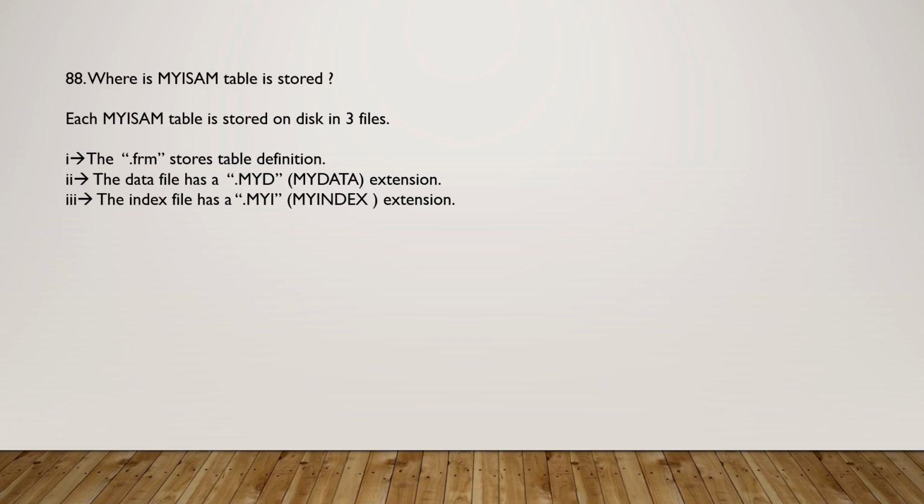Where is my ISAM table stored? Each MyISAM table is stored on disk in three files. The .frm file stores the table definition. The data file has the .MYD, MyData extension. The index file has the .MYI, MyIndex extension.